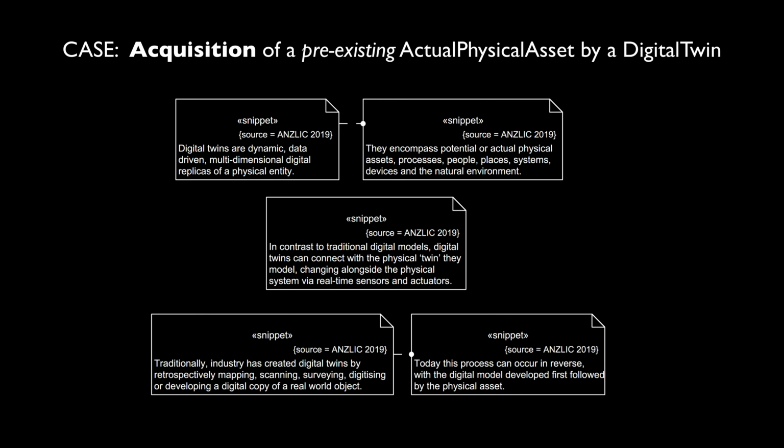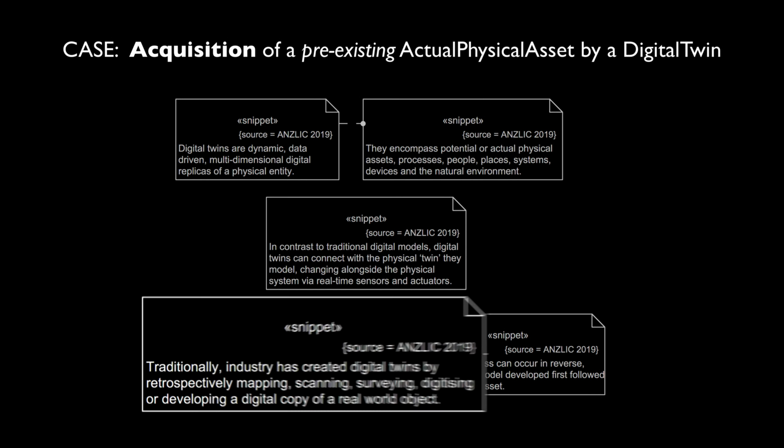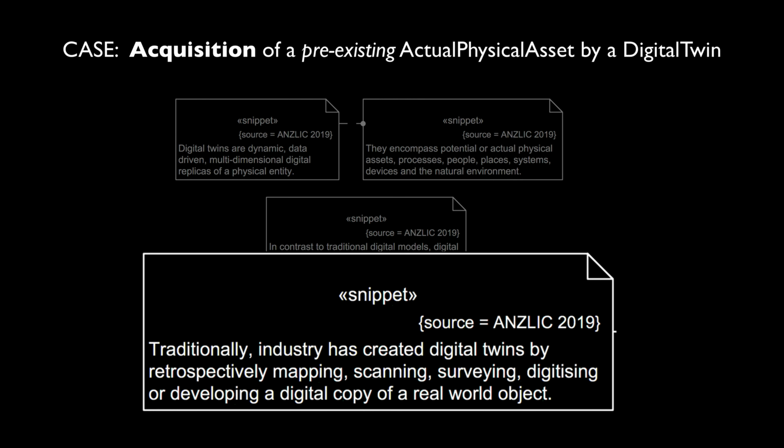We're going to look now at the case of acquisition of a pre-existing actual physical asset by a digital twin. This scenario is based on the following snippet from ANSLIC 2019. Traditionally, industry has created digital twins by retrospectively mapping, scanning, surveying, digitizing, or developing a digital copy of a real-world object.